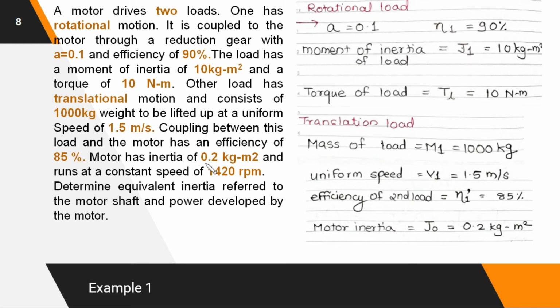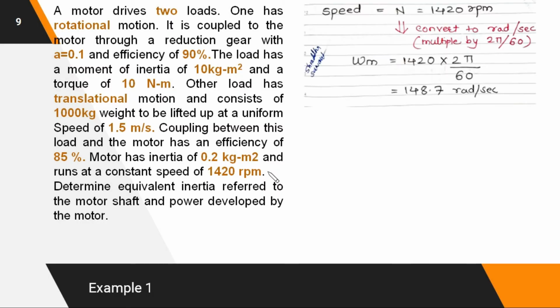Motor has inertia 0.2 kg meter square. So this will be the J0. Motor inertia we have to take as J0, 0.2 kg meter square, and it runs at a constant speed of 1420 rpm. It is given in rpm. We will convert by multiplying by 2 pi by 60. So we will get 148.7 radian per second.